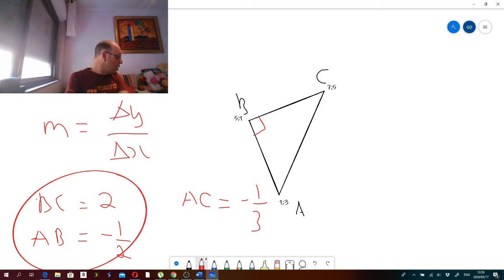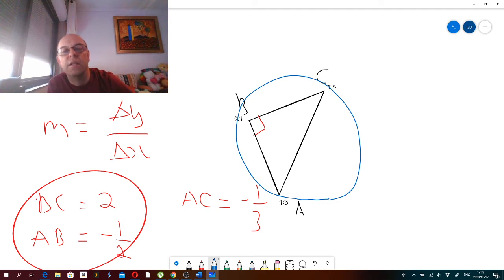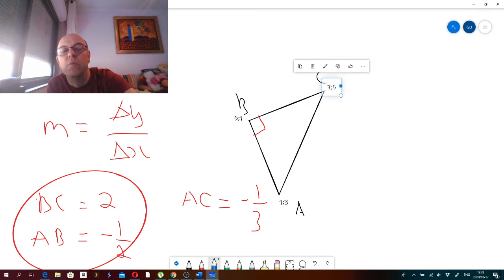Now, the next part says to show that the triangle is right angled and hence find the coordinates of the center of the circumcircle. So we've got to find the circumcircle of this triangle. That means we're looking for a circle that goes right around this triangle. Let's try and draw one. Something like that. It's not a very nice drawing. I'm going to give it one more go.